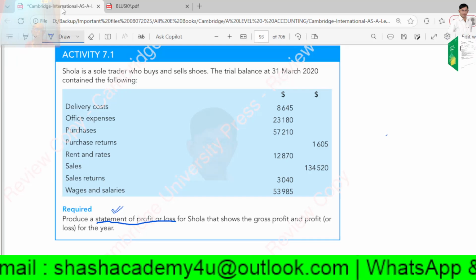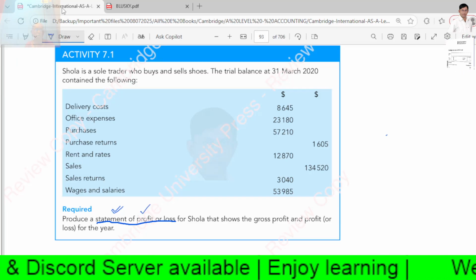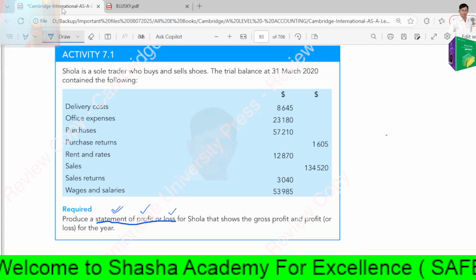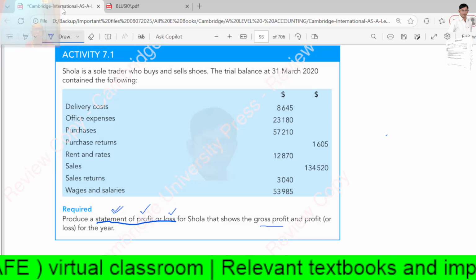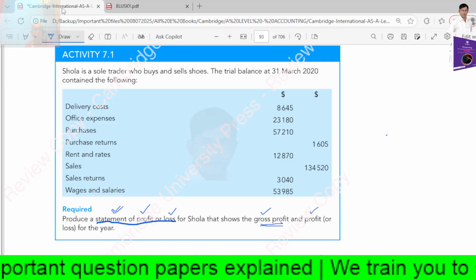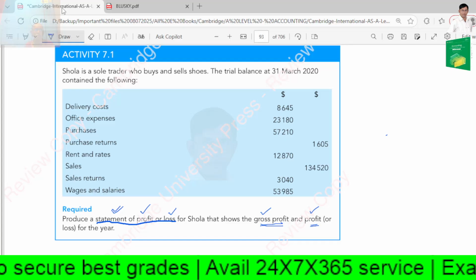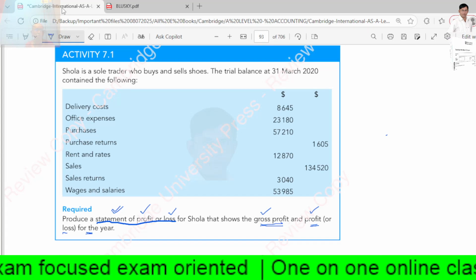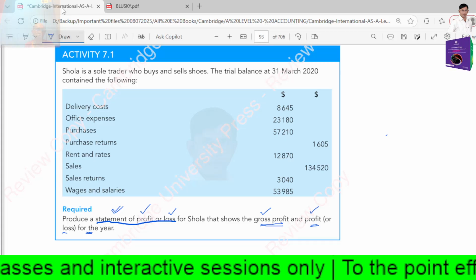Okay. So produce a statement of profit or loss. So it is profit or loss. Remember, each and every word is important. Show the gross profit. Okay, gross profit and profit, not net profit. So gross profit and profit or loss for the year. Each and every word is important. So how do they write?